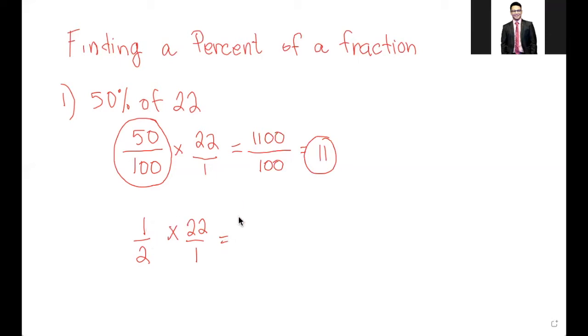So we multiply still the numerators. 1 times 22, we get 22. And 2 times 1, which is 2. And by simplifying, we still get the same answer, which is 11.